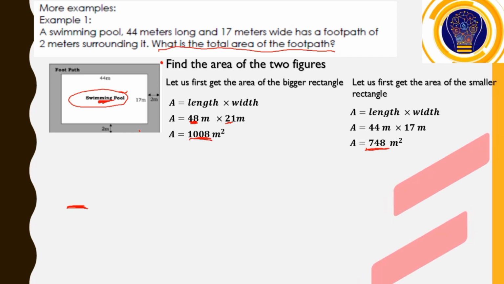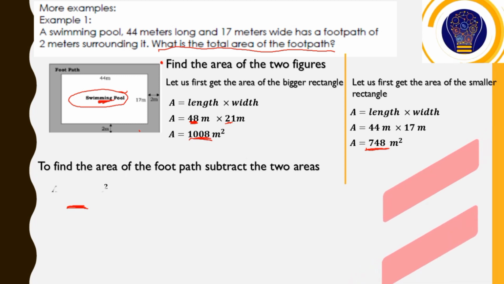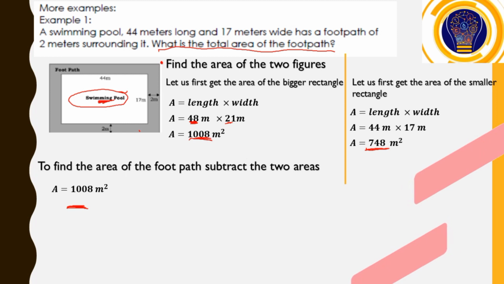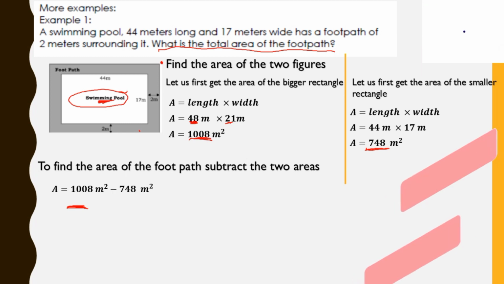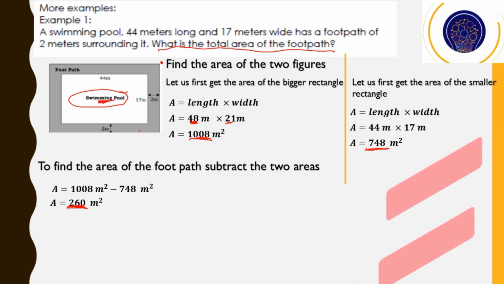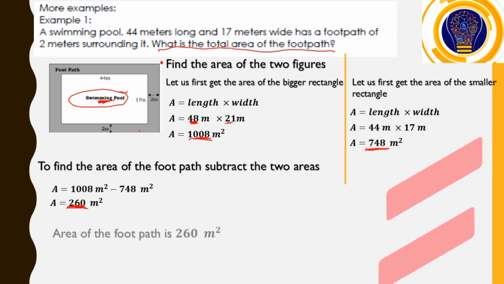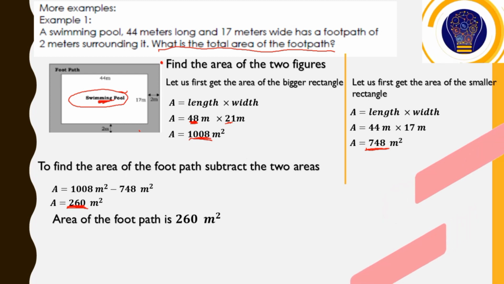Now, we are just to get the area of the footpath. Paano natin makukuha yon? By simply subtracting the area of the two rectangles. And that is 1,008 meters squared, yung kabuuang area ng pinakamalaking rectangle, minus 748 meters squared, the area of the swimming pool. Ang matitira na lamang para sa area ng footpath ay 260 meters squared. So, nakikita nyo yung gray na part, itong gray part na to, that is equal to 260 meters squared. That is the area of the footpath.